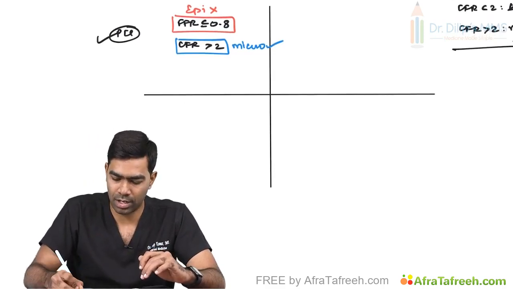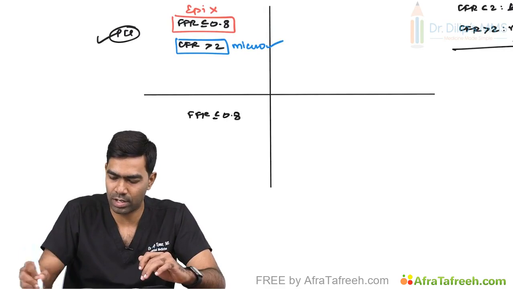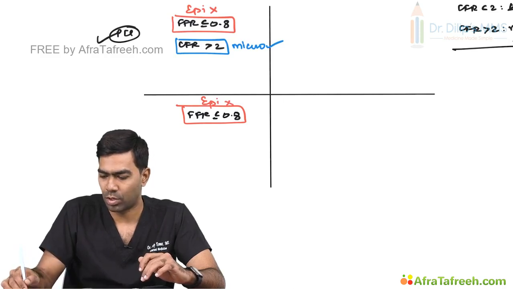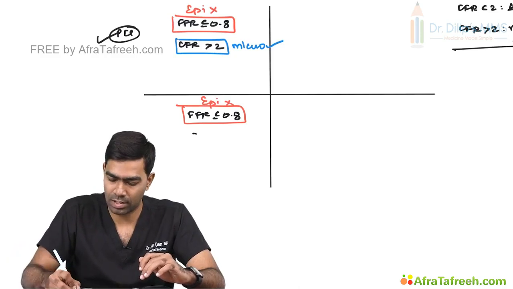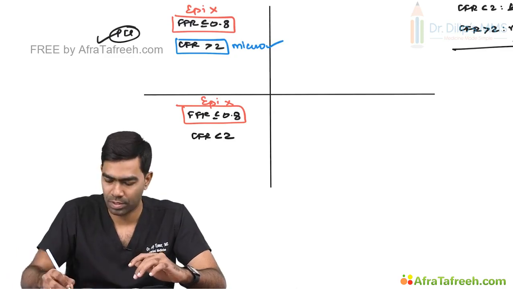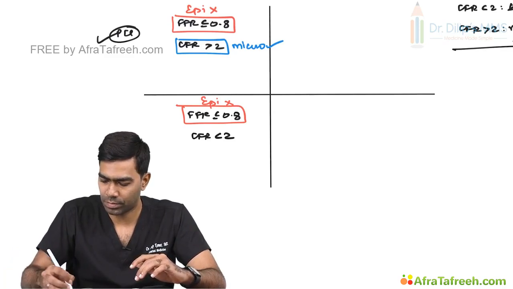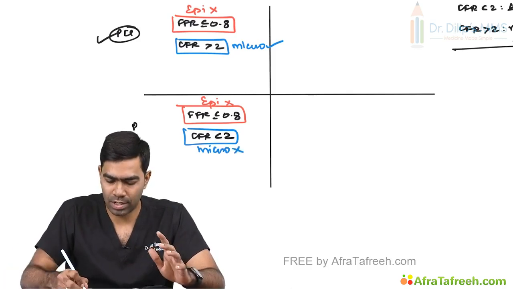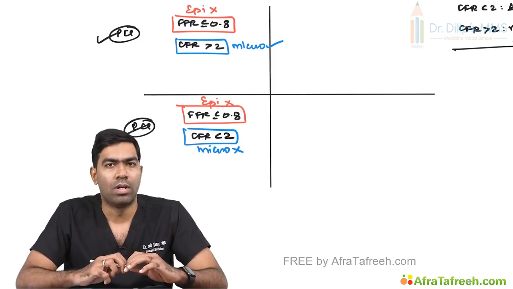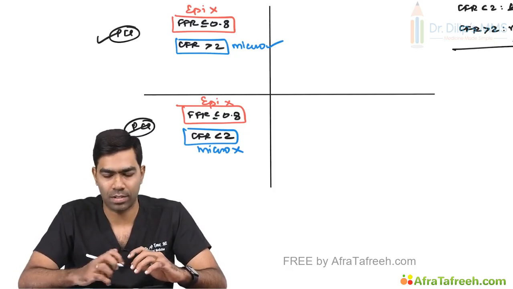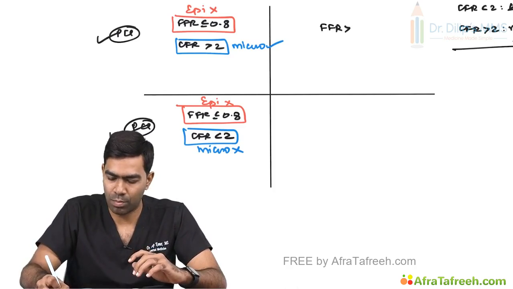So let us see the second scenario where your FFR is less than or equal to 0.8, which clearly tells there is some major flow limiting stenosis in one of the major epicardial vessels, and CFR of less than 2, which also tells the fact that there is some problem in the microvasculature. So there is some microvascular dysfunction as well. So again, it's not going to change the treatment. You're going to do a PCI in this setting because there is some hemodynamically significant flow limiting stenosis in one of the major epicardial vessels.